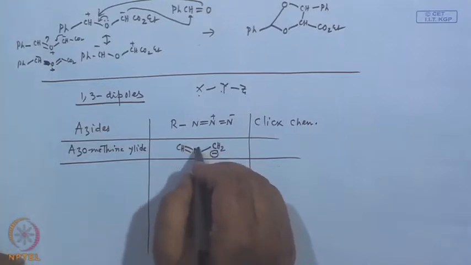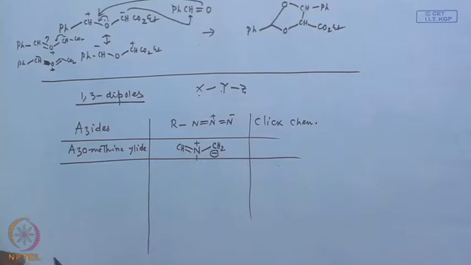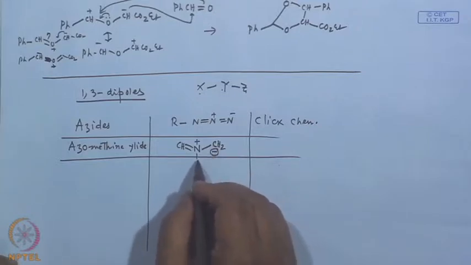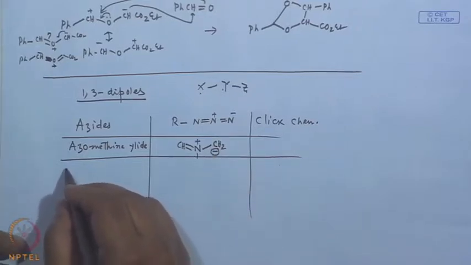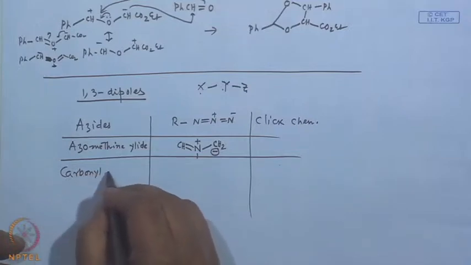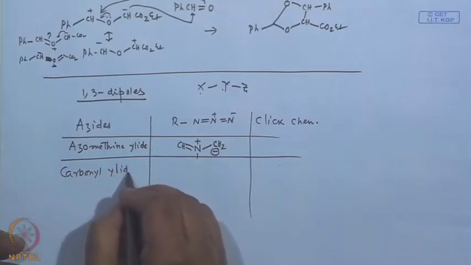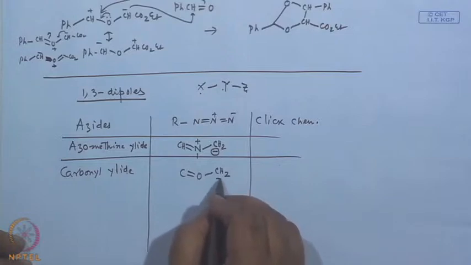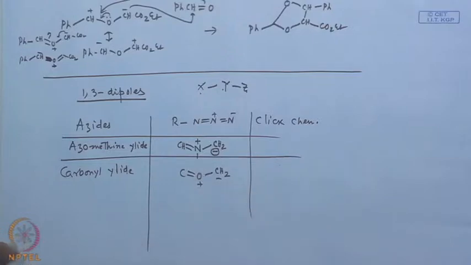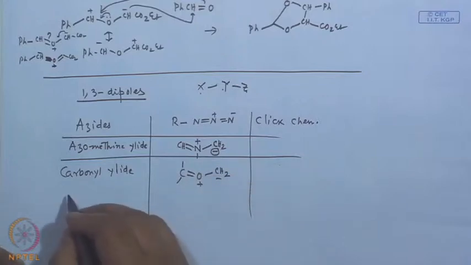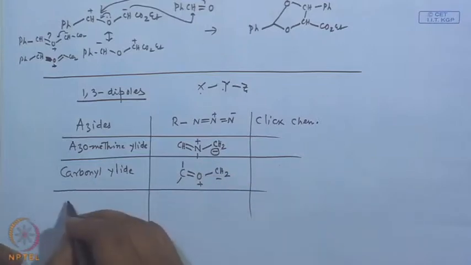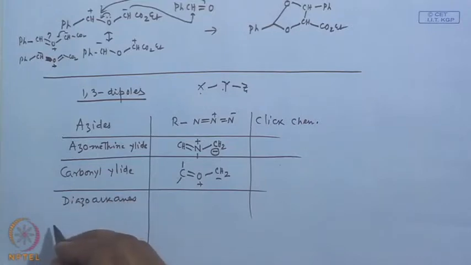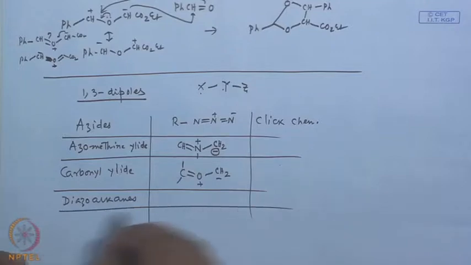This one is positively charged. So, this is called azomethine ylide. And then there are carbonyl ylides; again, instead of the nitrogen, you will have something like this: minus and oxygen plus. These are the carbonyl ylides, and you have already known diazo alkanes, which constitute another category. I will not write that; I think all of us know.